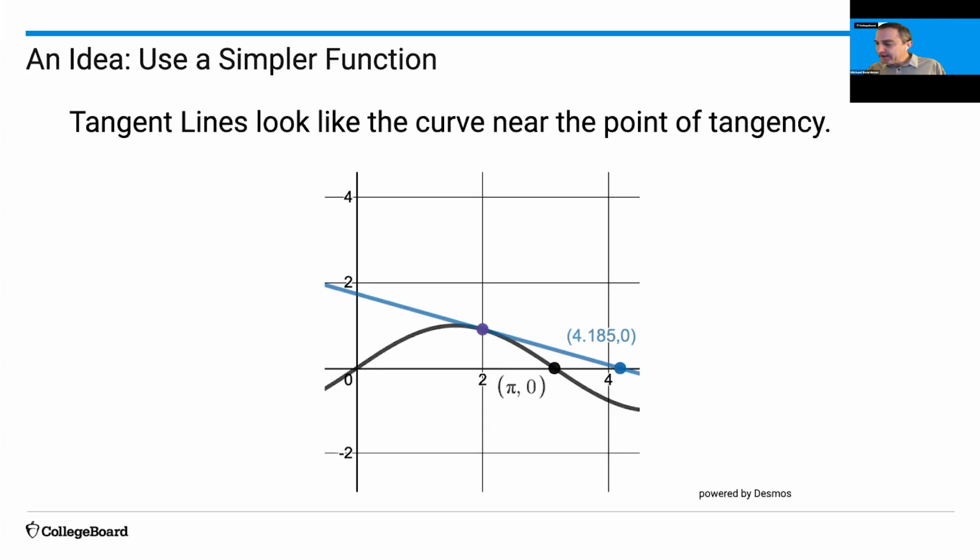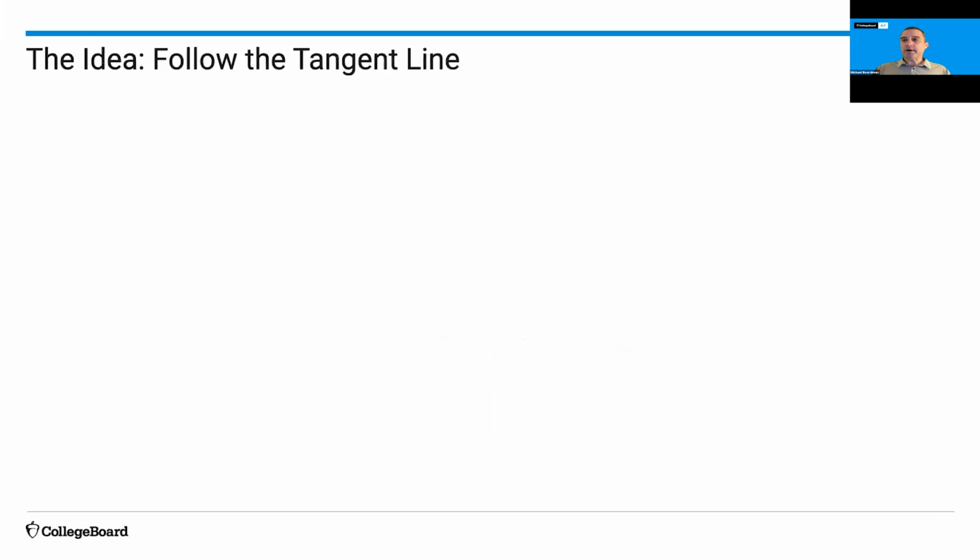Now, this particular estimate, starting at x equals 2 and looking at where the tangent line hits the x-axis, does not produce a particularly good estimate of pi. We all know that pi is somewhere around 3.14, and this estimate is 4.185. That's pretty bad, but I bet we can do better. And here's the idea of Newton's method.